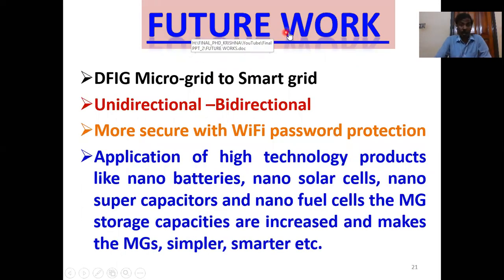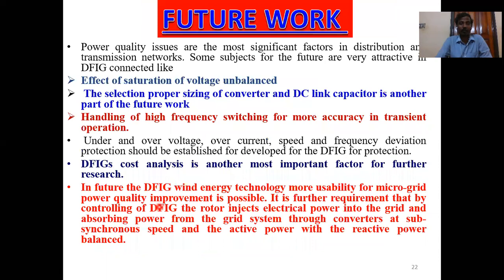And this is also very important, future works. Our target, DFIG microgrid to smart grid conversion. That means unidirectional to bidirectional conversion, more secure with Wi-Fi password protection, application of high technology products like nano batteries, nano solar cells, nano supercapacitors, and nano fuel cells. The microgrid storage capacities are increased and it makes the microgrids simpler, smarter. That's smart grid conversion.